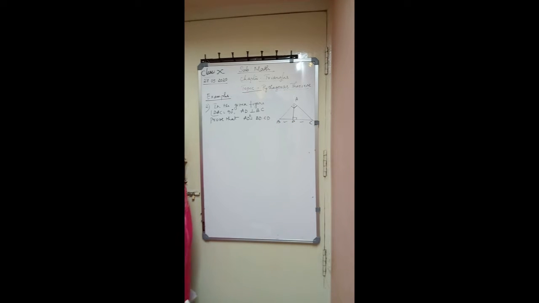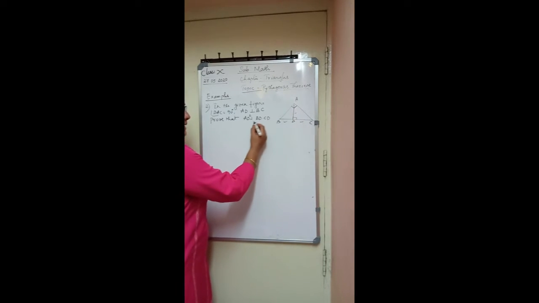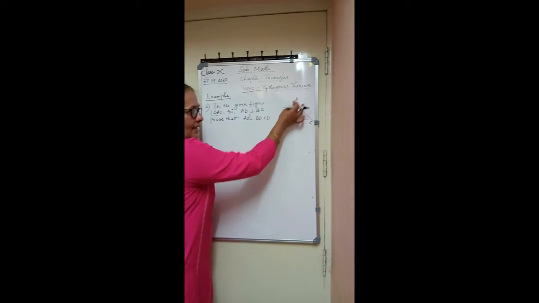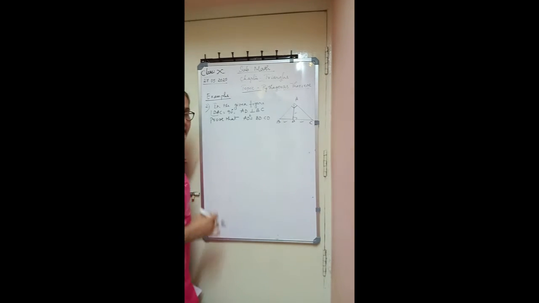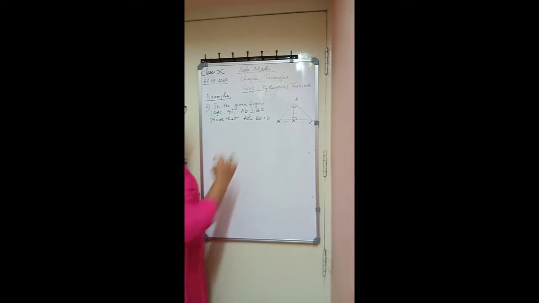Now in this equation, what are the sides here? AD is given, and BD and CD are required. It means that you have to show the similarity between triangle ABD and ADC. Then only you will get this relation. Therefore, you have to take triangle ADB and ADC.